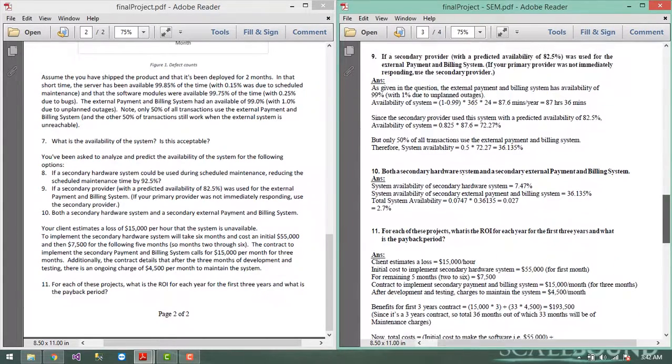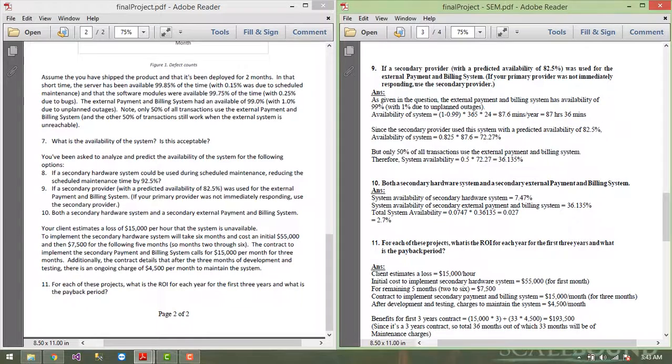The 9th question was, if a secondary provider with a predicted availability of 82.5% was used for the external payment and billing system, if a primary provider was not immediately responding, use the secondary provider. As given in the question, the external payment and billing system has availability of 99% with 1% due to unplanned outages, so the unavailability is 1 minus 0.99 times 365 times 24, that is 87.6 hours per year, equal to 87 hours and 36 minutes.